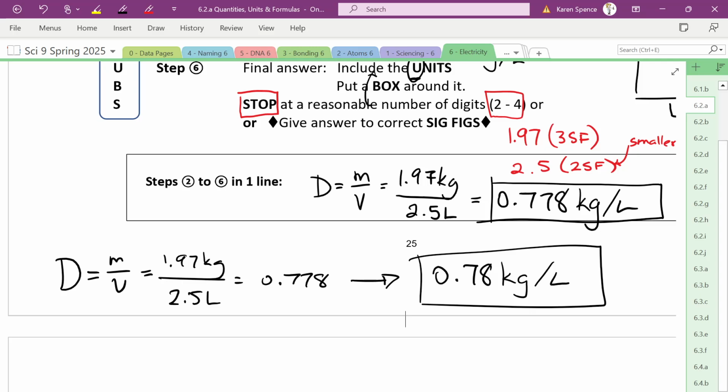And for this one, we are doing, I use the symbols. Folks, remember for the unknown, if you don't know the unit, that's okay. You can just write D equals question mark, and if you don't have anything to put in the unit because you don't know it yet, that's okay. What you're gonna do is stop at a reasonable number of digits.